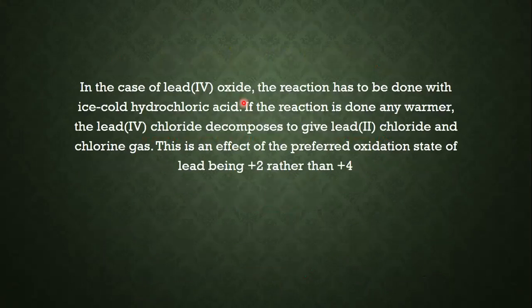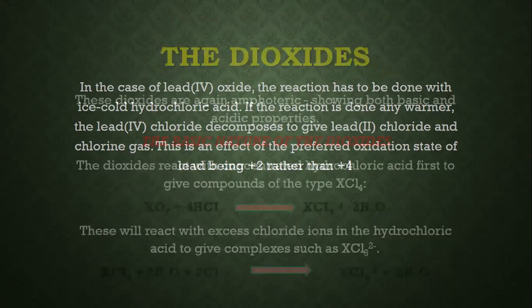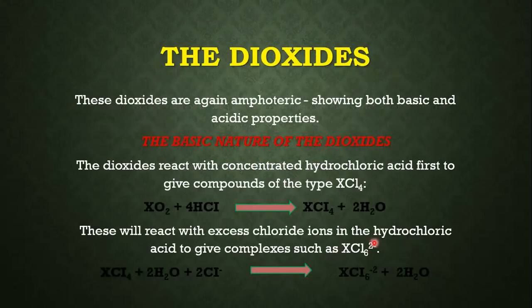Like lead(IV) oxide, the reaction should be done with ice-cold hydrochloric acid. If the reaction is done with warmer acid, the lead(IV) chloride decomposes and forms lead(II) chloride and chlorine gas. It is because of the stability of the oxidation state being plus 2 rather than plus 4. This salt will break down, releasing PbCl2 and chlorine gas.